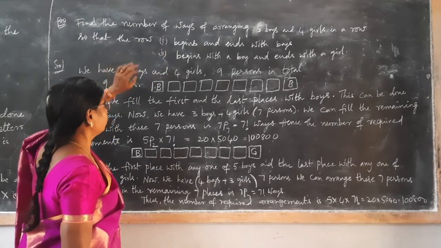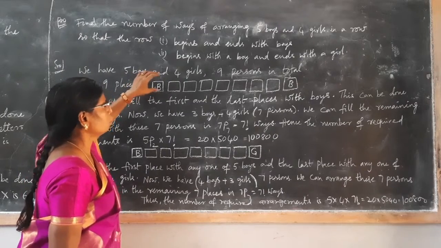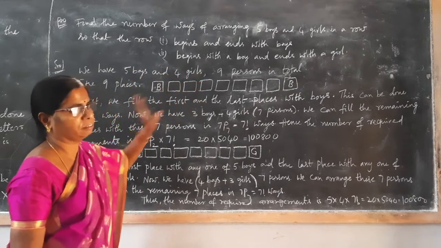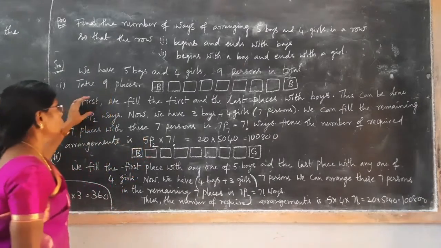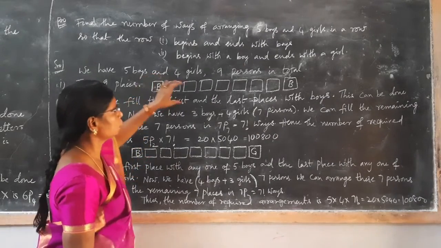Take 9 places. Now come to the first question, begins and ends with boys. That's why I fill the first and last places with boys. Okay, see here, first we fill the first and the last places with boys.